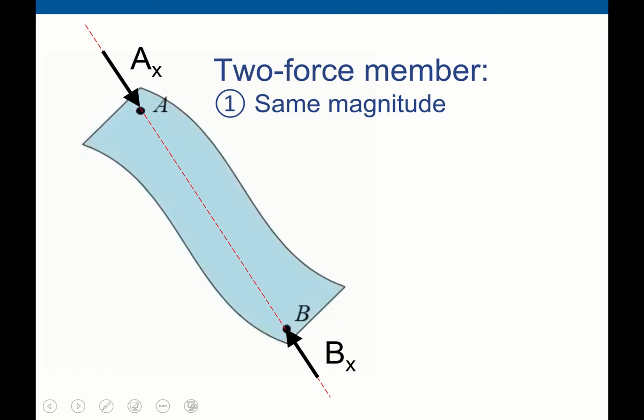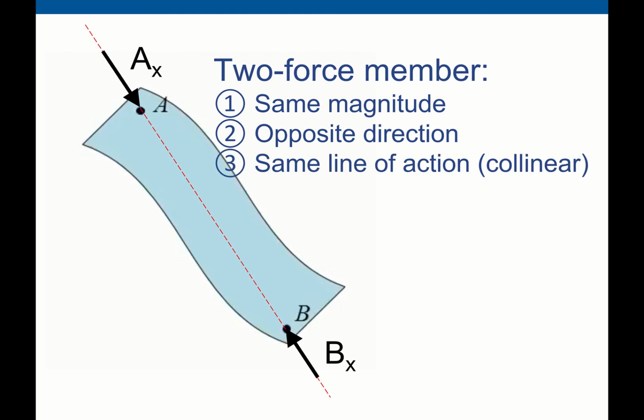There are three conditions that must be satisfied. Number one, same magnitude: Ax and Bx have the same magnitude. Number two, they have opposite directions. Number three, they are on the same line of action. We call this collinear. So if these three conditions are satisfied, then Ax and Bx are equal, same magnitude but opposite directions.